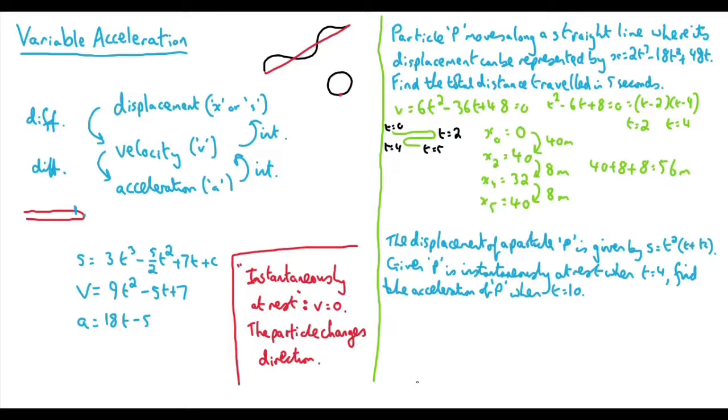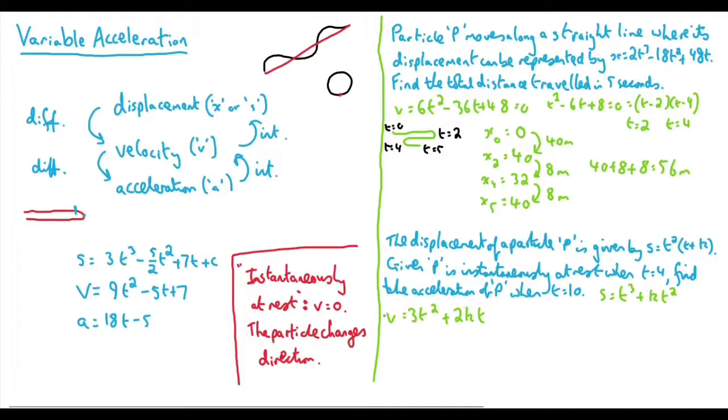So, if we're going to look at when this thing is instantaneously at rest, when v is 0, we'll need to differentiate this. But before we can differentiate, we should probably expand the brackets. So we could say here, first of all, that s is actually equal to t cubed plus kt squared. Now differentiating this, you get your v equals 3t squared plus 2kt.